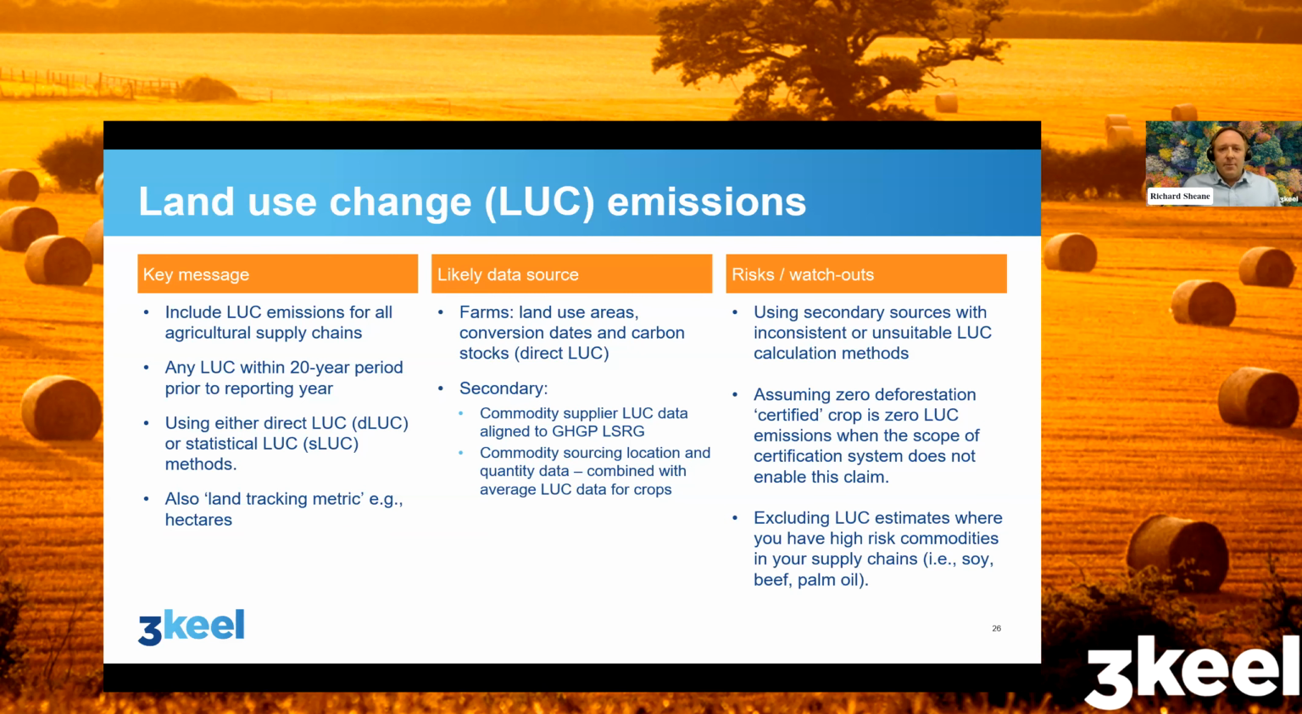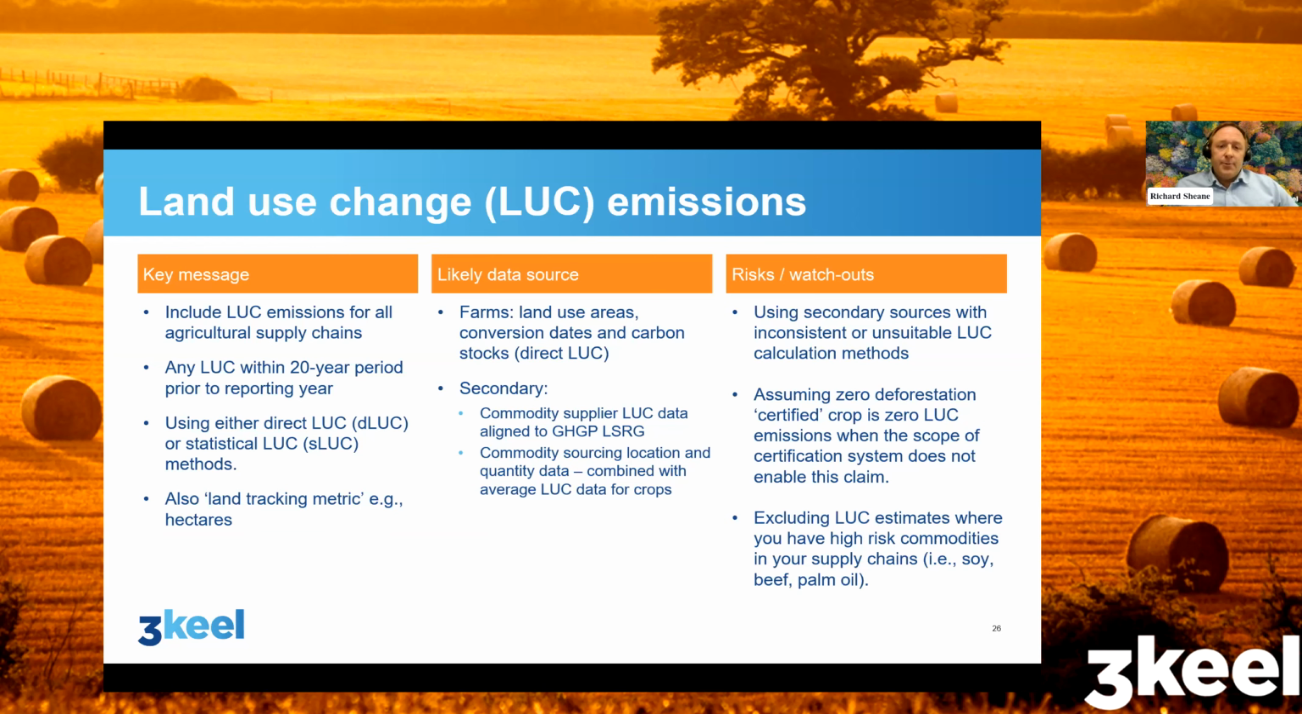So essentially, if a land use change event occurs, the emissions from that are allocated over the subsequent 20 years. So any crop that's grown within 20 years after the land use change will get a share of those emissions. It's not all allocated to the crop that's first grown after the land use change event.